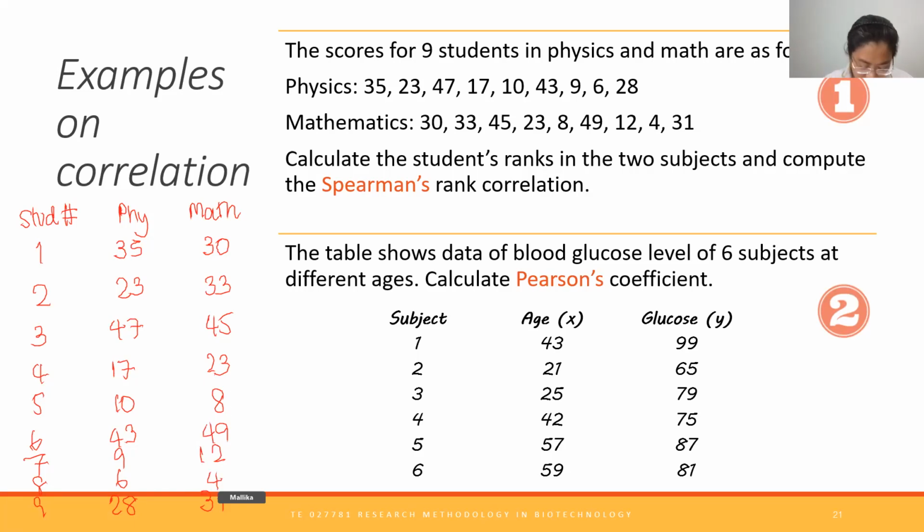After this you should rank, say out of 9 students. For the person who got 35, what is this student's ranking? You start ranking: the person who got the highest physics mark ranks number 1 in physics, so 43 is number 1 in physics. Then the person who got 35 will be number 2 in physics, oh no, wrong. 47 is 1 in physics, 43 is 2 in physics, 35 is number 3 in physics. You do this for physics and math. Do you understand?